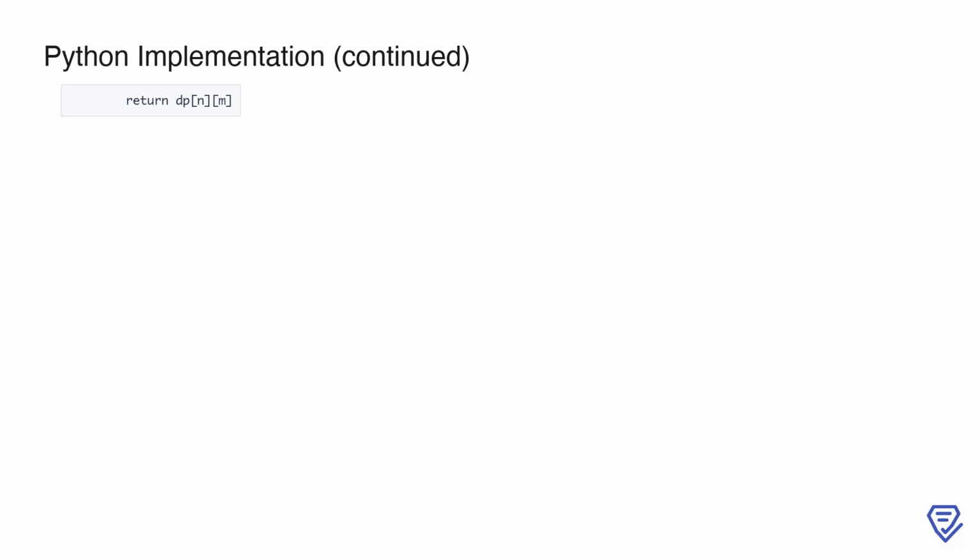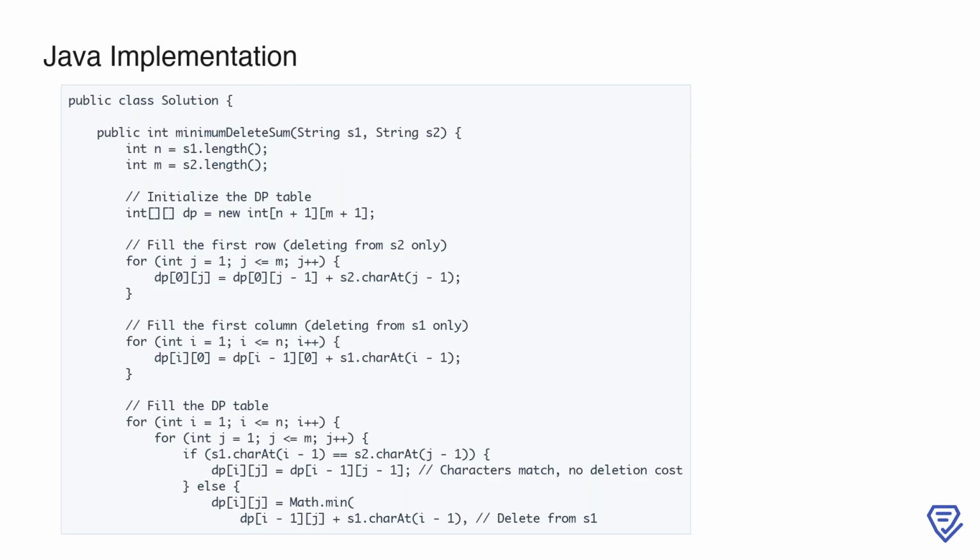This completes the implementation, and the dynamic programming table ensures that we efficiently compute the solution by reusing overlapping subproblem results. Here, we begin by defining the minimum delete sum method, which takes two strings, s1 and s2, as inputs. The lengths of these strings are stored in variables n and m. Next, we initialize a 2D dynamic programming table, DP, where DP[i][j] will eventually represent the minimum ASCII delete sum required to make the first i characters of s1 and the first j characters of s2 equal.